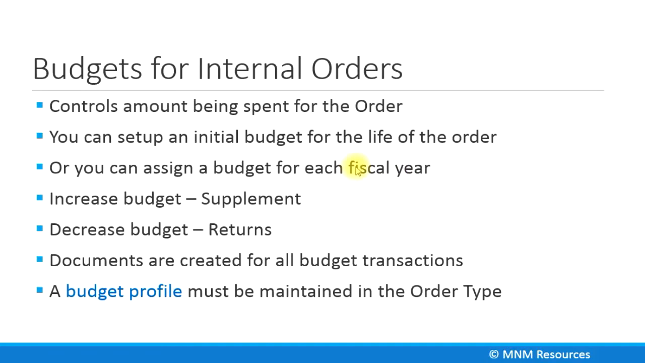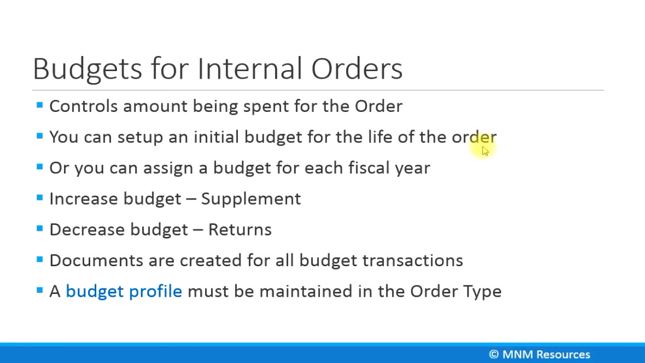Now you can set up an initial budget for the life of the order. That means throughout the order, till the order gets closed, you can consume that budget. Or you can separate it by fiscal years. For example, you can assign for the life of the order $1,000, but you can restrict by fiscal years. For fiscal year 2016, you can restrict $300. Fiscal year 2017, you can mention is $400. And for 2018, again $300.